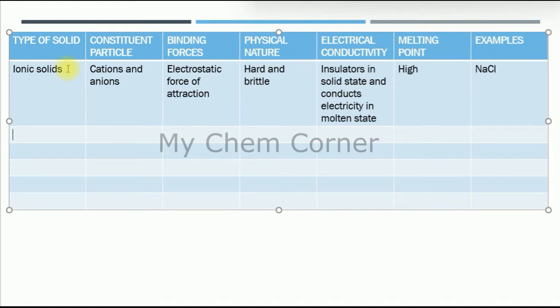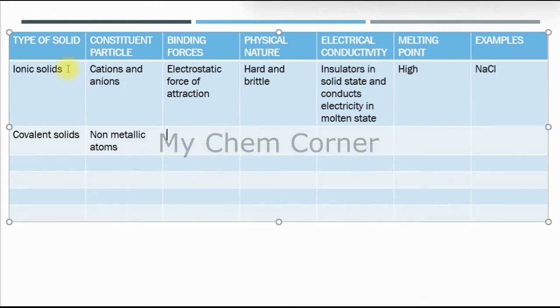The next type of solids is covalent solids. In this case, the constituent particles are non-metallic atoms. The binding force is covalent bonding.